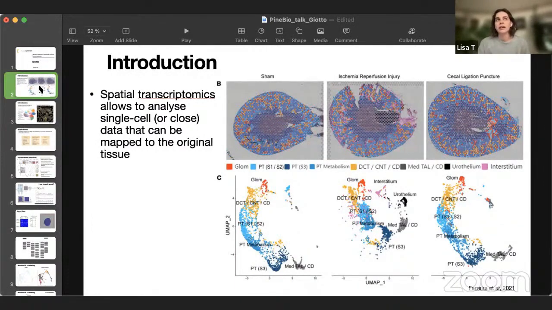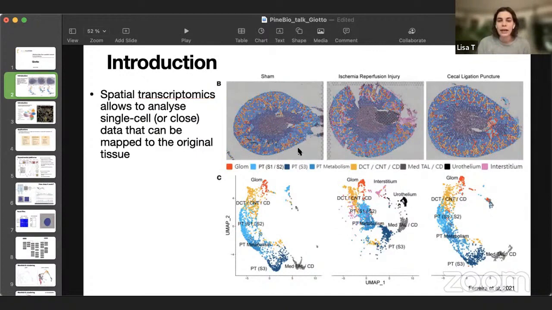But when we analyze data using single cell, we end up with something like this, just cells in an artificial dimension. In this case, it's UMAP, but we never really know where exactly in our tissue these cells are located. And with spatial transcriptomics, finally, we have this opportunity to map the cells to our tissue. Like in this example, this is the kidney: normal kidney, injured kidney, and another injured kidney.